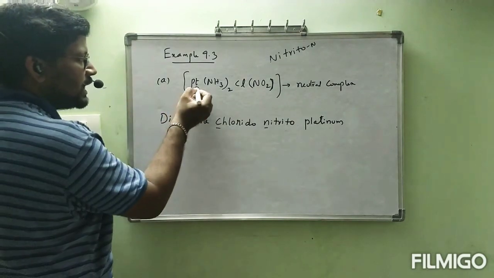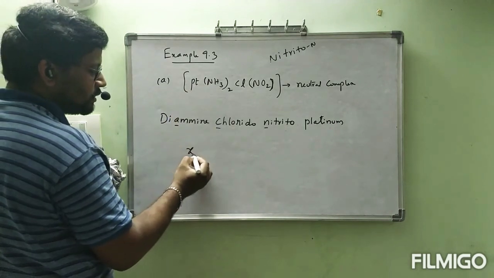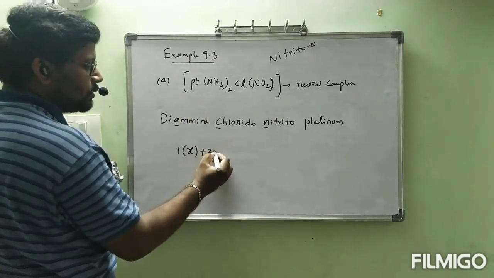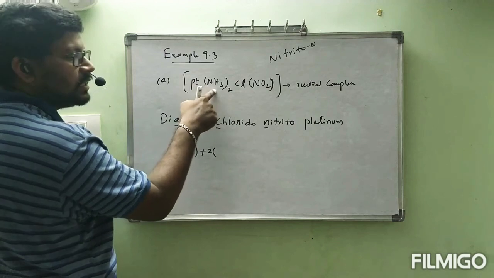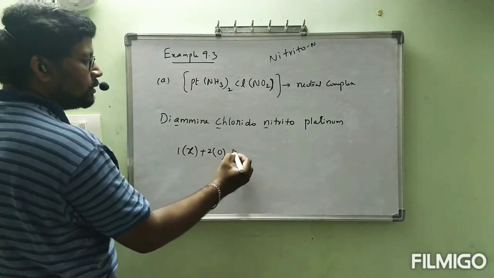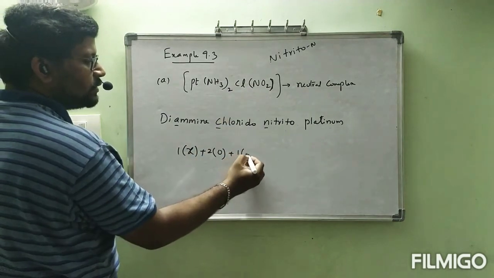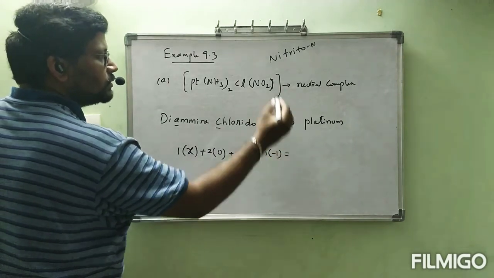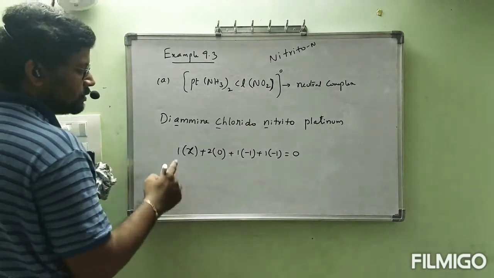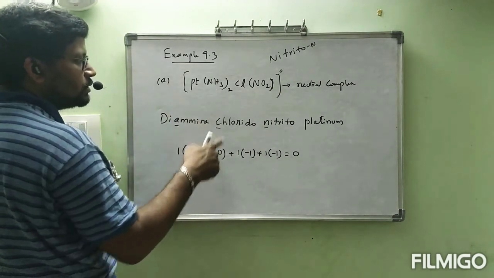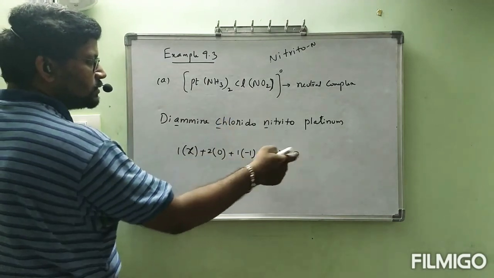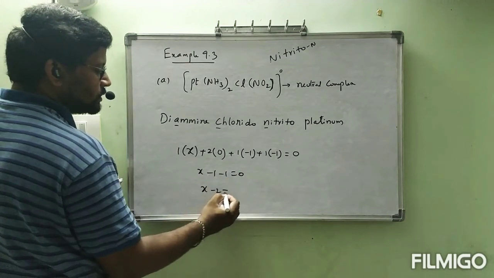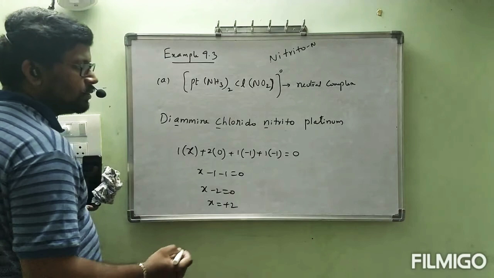How will we check this? Let the oxidation number of platinum be X. How many are there? 1 is there. So 1 into X plus 2 into NH3, it is a neutral ligand, 0, plus chlorine 1 into -1 plus this one also 1 into -1 is equal to the total complex charge 0. X plus 2 into 0, plus 1 into -1, plus 1 into -1 is equal to 0. X minus 1 is equal to 0. X minus 2 is equal to 0. X is equal to plus 2.